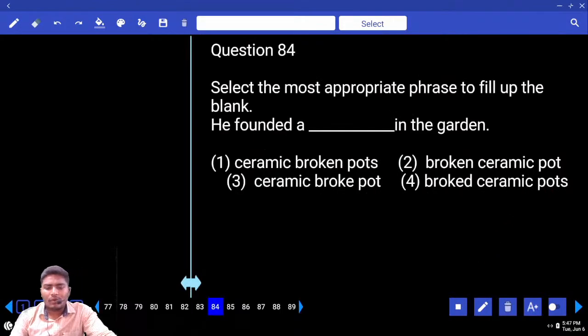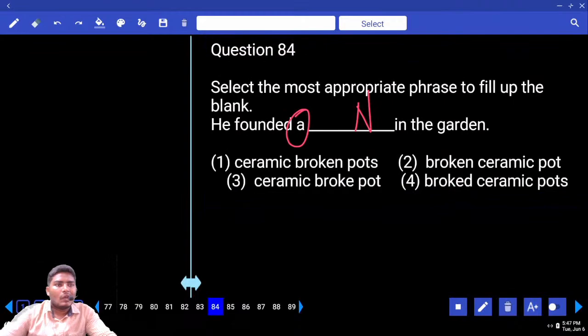Next, move to 84. He found, not founded, he found a dash in the garden. A is given. What is missing here? Noun or noun phrase. Okay, look at this.